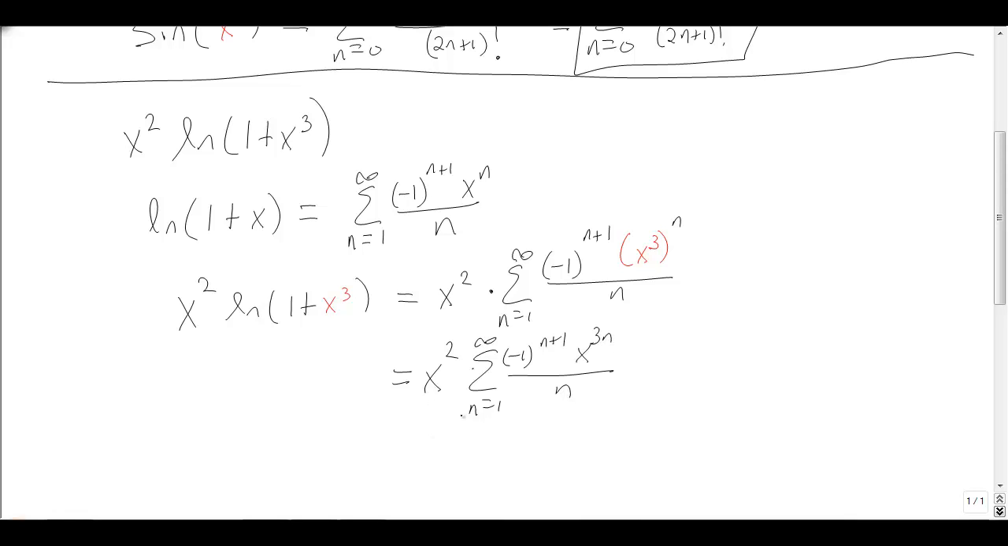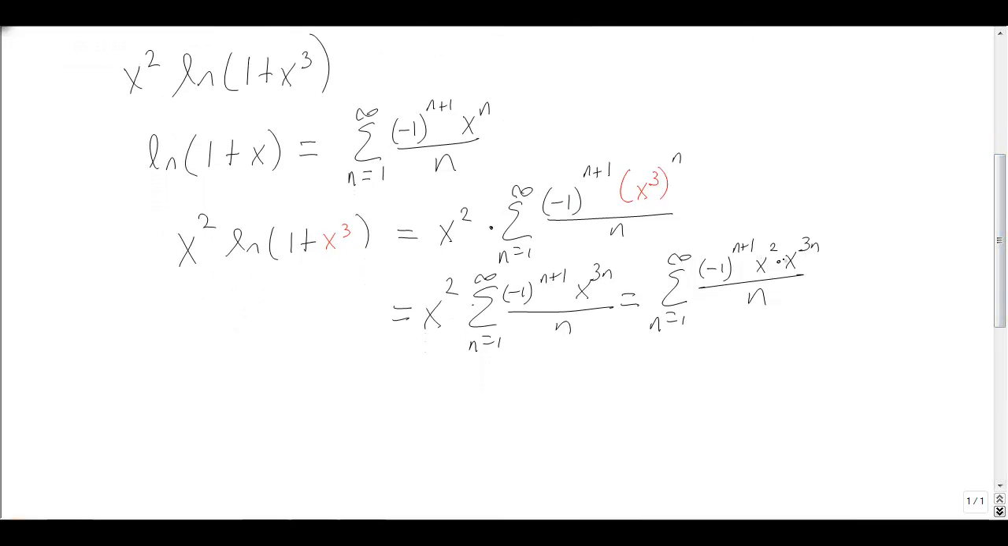Now, I want to bring this x squared inside my series. So that's sum n equals 1 to infinity, negative 1 to the n plus 1. I'm going to write this as x squared times x to the 3n over n. So I can bring the x squared in as a factor inside, and then x squared times x to the 3n is x to the 2 plus 3n, or x to the 3n plus 2. So my answer here is n equals 1 to infinity, negative 1 to the n plus 1, x to the 3n plus 2 over n.